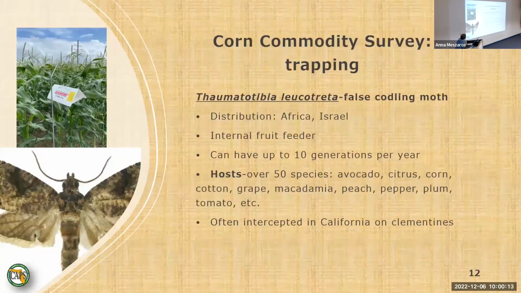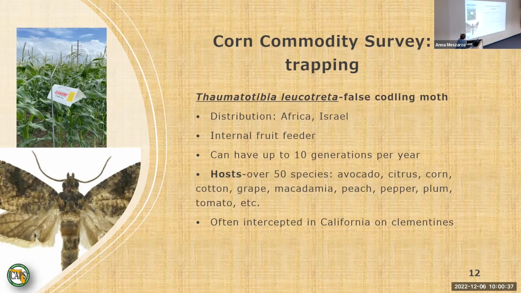The other one is another kind of trap we are using. The name is Delta trap. Inside the Delta trap, we put a sticky trap, and we glue the lure in the sticky trap. That trap works very well to find Taumatotibia leucotreta.